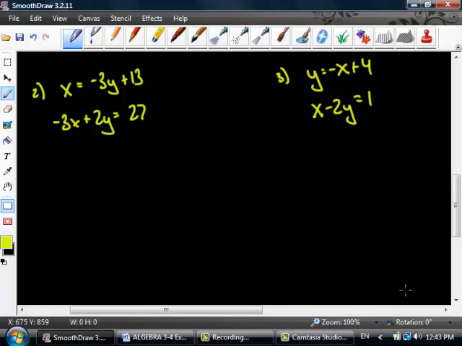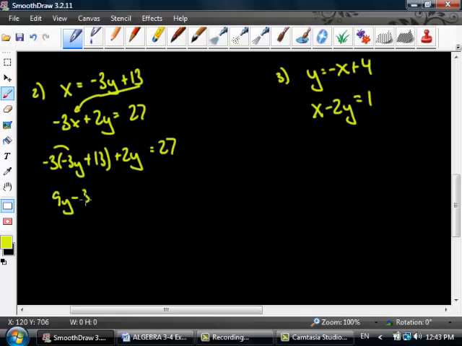Okay, if I plug x into here, what I get is 3 times negative 3y plus 13. Sorry, I'm having a rough day. 9y minus 39 plus 2y equals 27. 11y, right? Combine these two. Equals, what's 27 plus 39? What do we got here? Aaron? 66? I like that. That works. y equals 6.